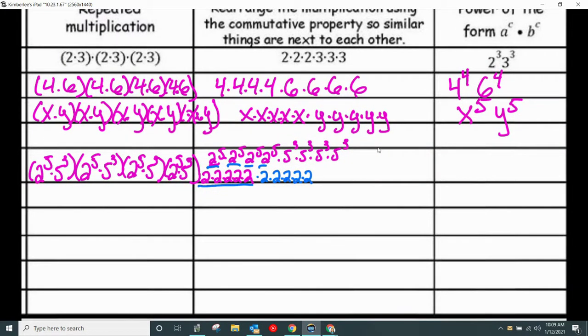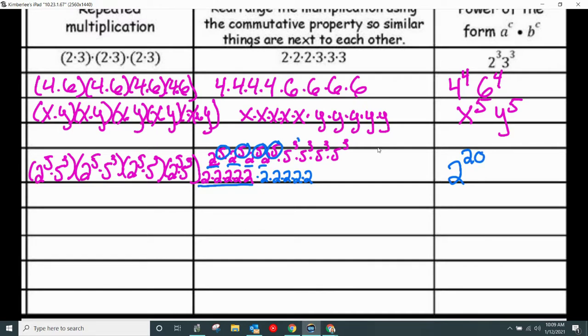Well, I'm going to have 5 plus 5 more plus 5 more plus 5 more. So how many total 2's would I have? Well, 5 plus 5 is 10 plus another 5 plus another 5 is 20. So that's really going to end up being 2 to the 20th power. Okay, so now I have my 5's.